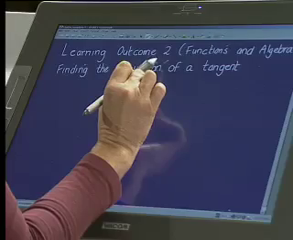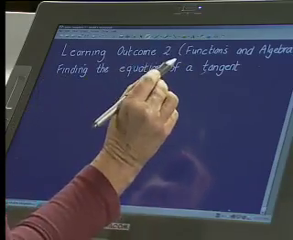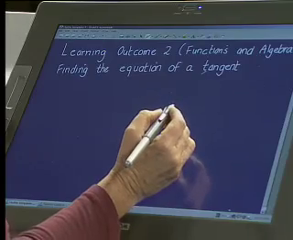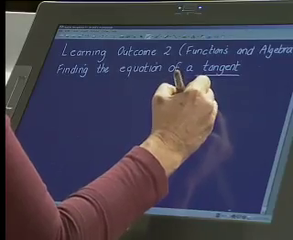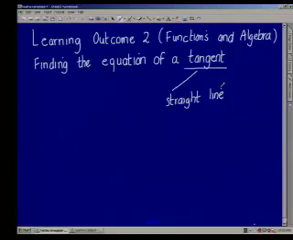All right, guys, I'm going to spend the next 5 or so minutes just talking you through a topic from Learning Outcome 2, the Functions and Algebra Outcome, and it's finding the equation of a tangent. Now, of course, this is one of the skills or applications that calculus allows us to do. What we need to remember is that a tangent is just a straight line. So if they ask us to find the equation of a tangent, they are actually asking us to find something that will land up in the form y equals mx plus c.